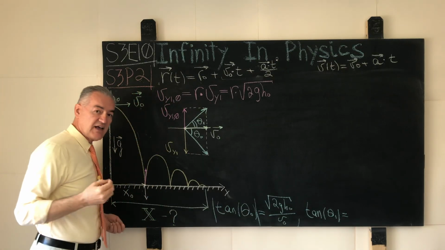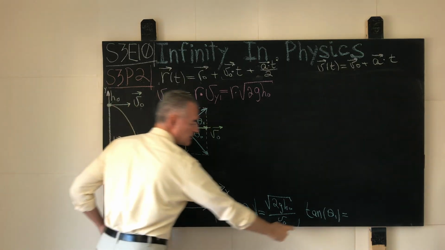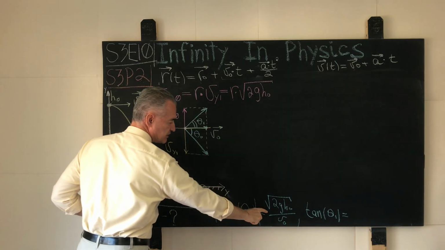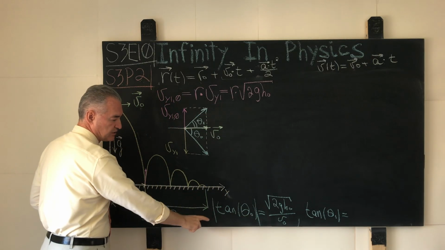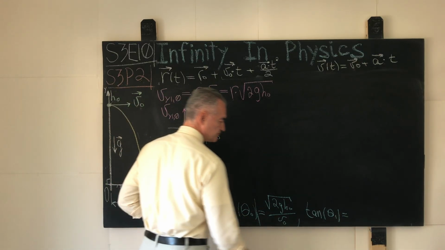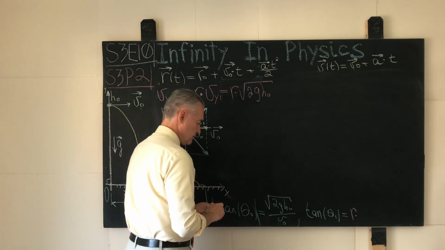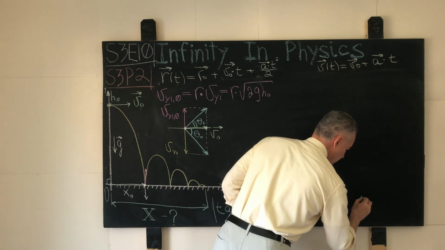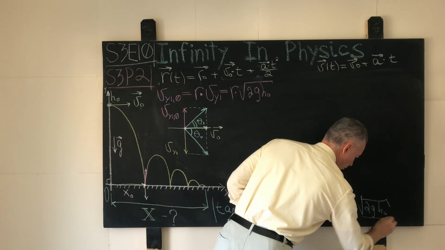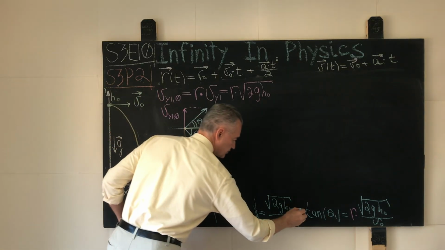So the value of the tangent of that angle is already known to us. It's this guy times this guy. So it is basically r times the tangent of this guy. Let's write it down. It will be r times square root of 2g h0 over v0. So now you understand what is going on.